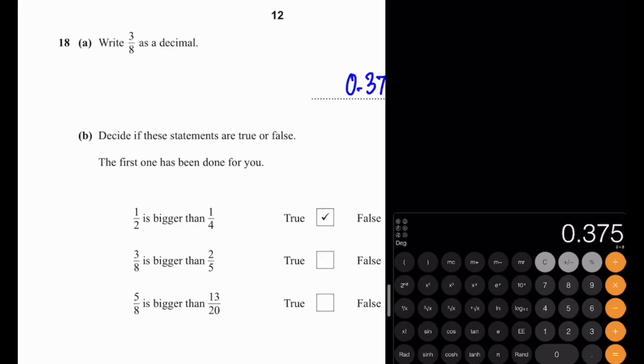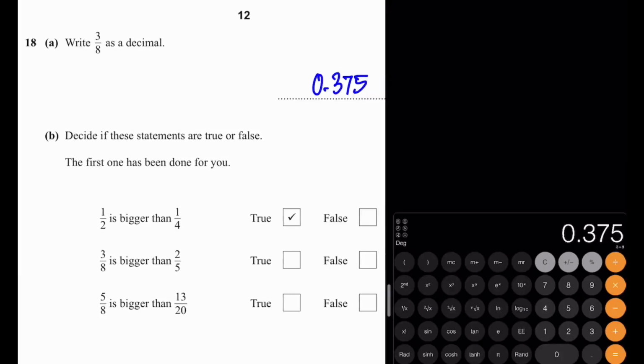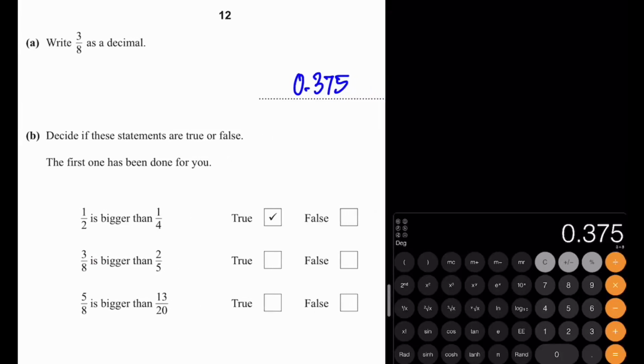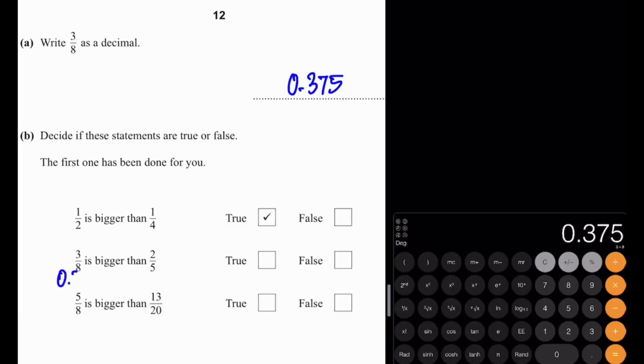B. Decide if these statements are true or false. The first one has been done for you. 1 by 2 is bigger than 1 by 4. Obviously, that's true. 3 by 8 is bigger than 2 by 5. So 3 by 8 is 0.375. And 2 by 5 is 0.4, which means this is false.